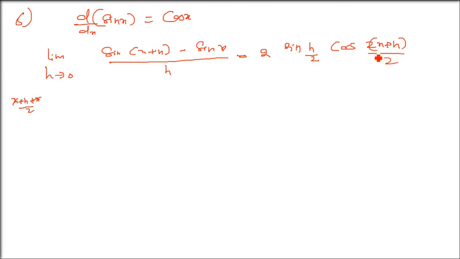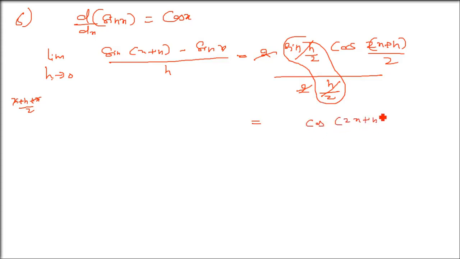Now we already have an h in the denominator. So when you have h in the denominator, divide by 2, multiply by 2. Now when you apply the limit, sin theta by theta, limit theta tends to 0, is 1. So this goes to 1, 2 gets cancelled, and only cos of (2x plus h) by 2 remains. Now apply the limit again: h becomes 0, the 2 gets cancelled because it is 2x by 2, so only cos x will come. Sin x differentiation is cos x.